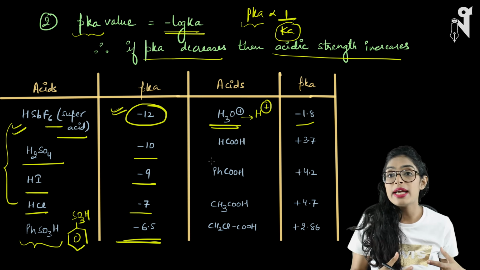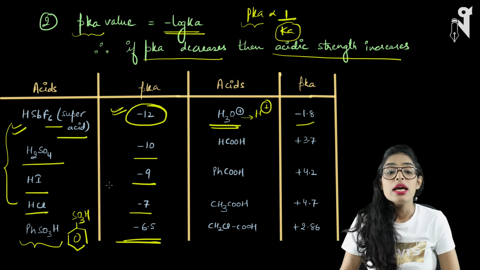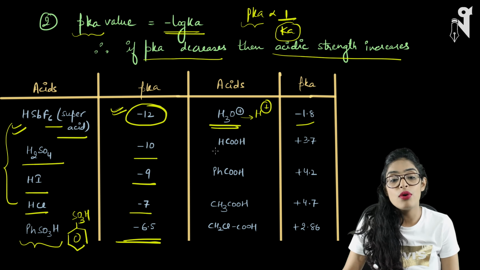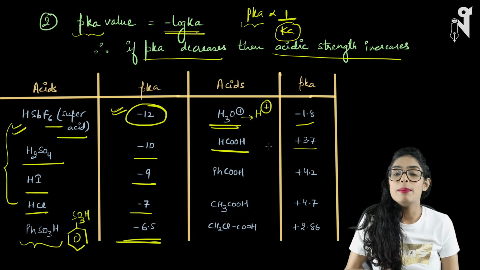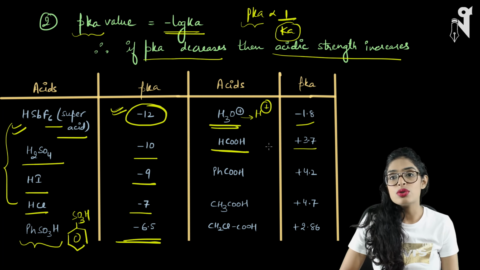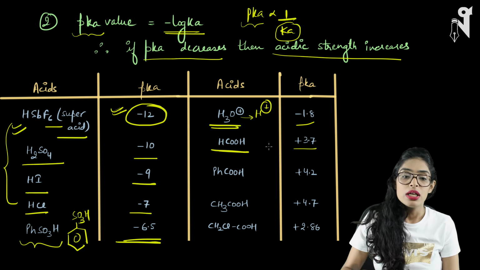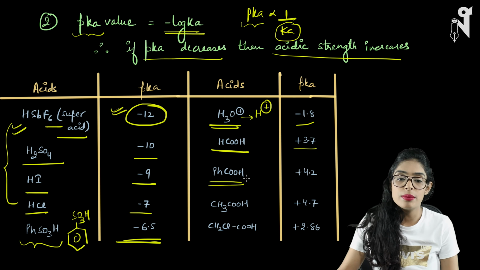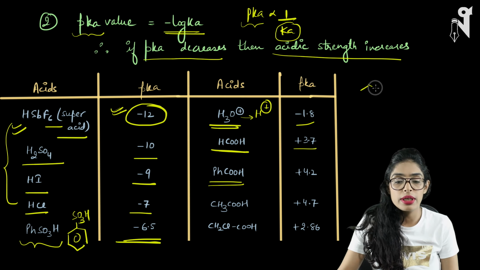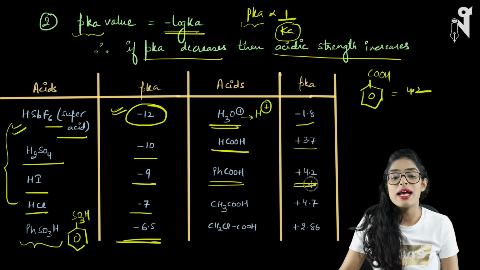When you talk about organic acids, their acidic strength comes lesser than the inorganic acids. And you see, you have formic acid over here. The value of formic acid is +3.7, way higher than the values of the inorganic acids. If the pKa value is higher, the acidic strength is going to be very low. So HCOOH, and you can see here benzoic acid is given, with the value of 4.2, so even lesser acidic than HCOOH.